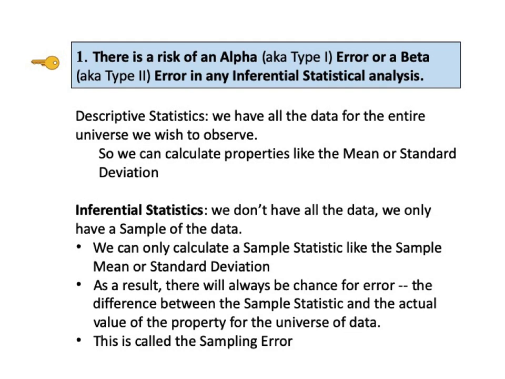Okay, let's go back to the top and take a more in-depth look at each key to understanding. KTU number 1 says there is a risk of an alpha, also known as type 1 error, or a beta, also known as type 2 error, in any inferential statistical analysis. All right, first, what is inferential statistics? Inferential statistics is not like descriptive statistics. In descriptive statistics, we have complete data on the entire universe we wish to observe. So we can just directly calculate various properties like the mean or standard deviation.